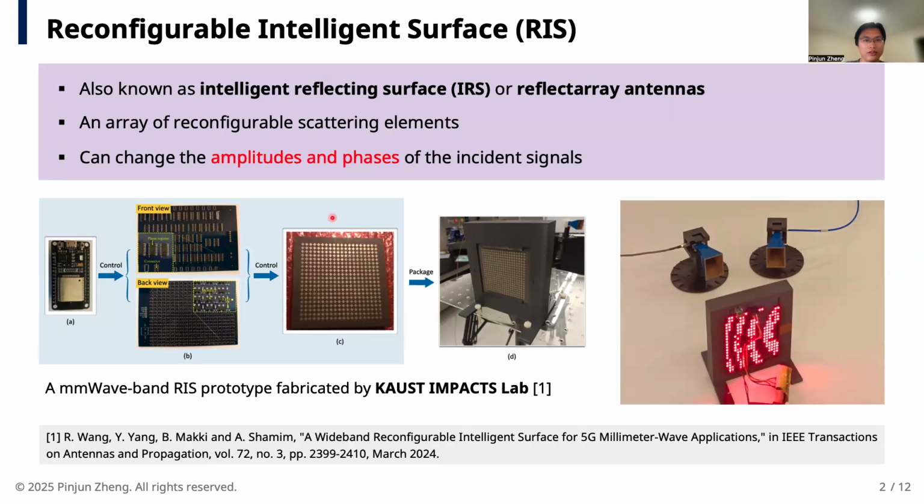So, to begin, let me briefly introduce what RIS is. RIS is a reconfigurable intelligent surface, which is also known as intelligent reflecting surface or reflectarray antennas. It's a kind of array of reconfigurable scattering elements that can change the amplitudes and phases of the incident signals. Here I show a prototype of RIS that was fabricated by the lab. This is a prototype that can operate in the millimeter wave band, and this work is conducted based on this prototype.